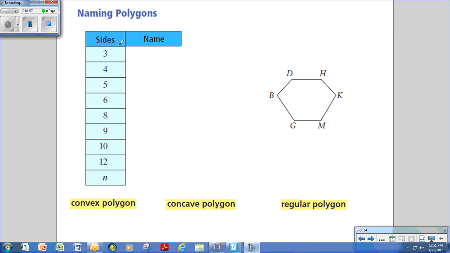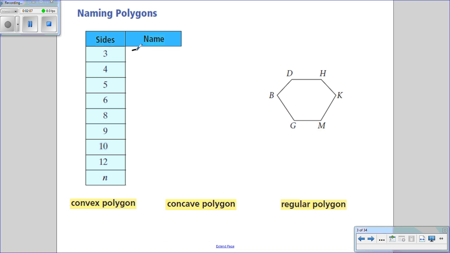All right, so we talked briefly about naming polygons. So let's go through all the different types of polygons there are, depending on the number of sides. If there are 3 sides, we are pretty familiar with this one. This is a triangle. 4 sides would be a quadrilateral. 5 sides would be a pentagon.